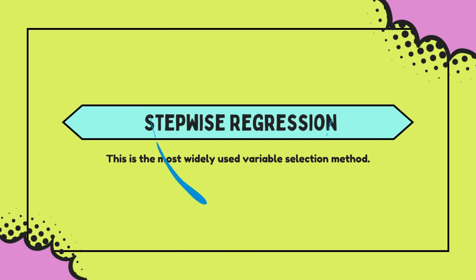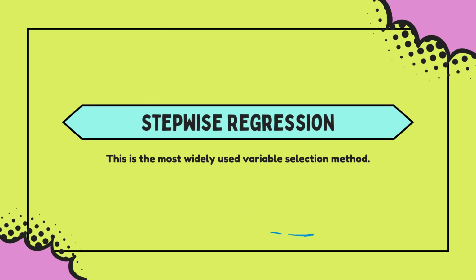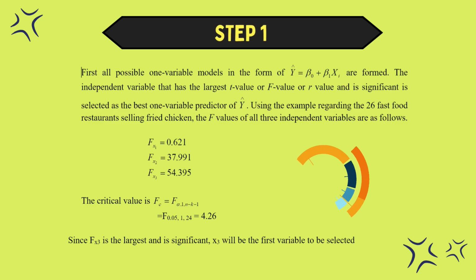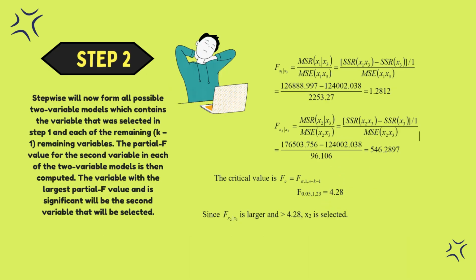The first one is stepwise regression. This is the most widely used variable selection method in MLR. The steps involve forward and backward methods in the same procedure. For step 1, students have to consider the F-value test statistic based on different models of X and the critical value. Comparing the test statistic and critical value will identify the variables that can be selected. The procedure continues with step 2, step 3, and step 4.